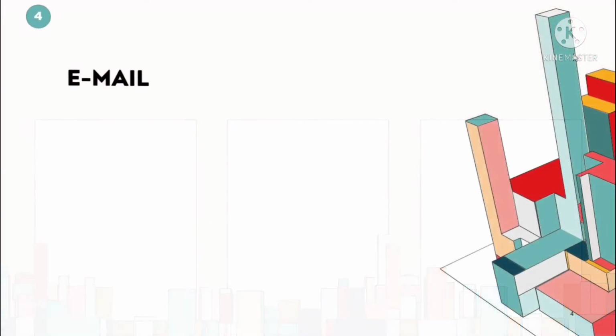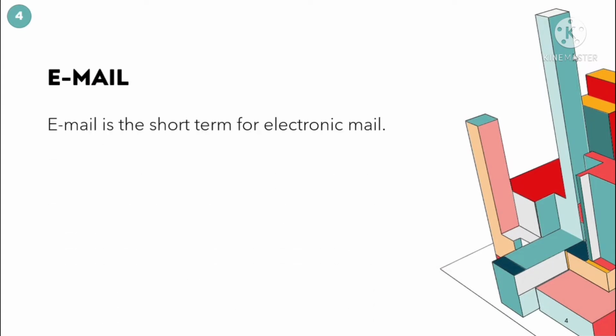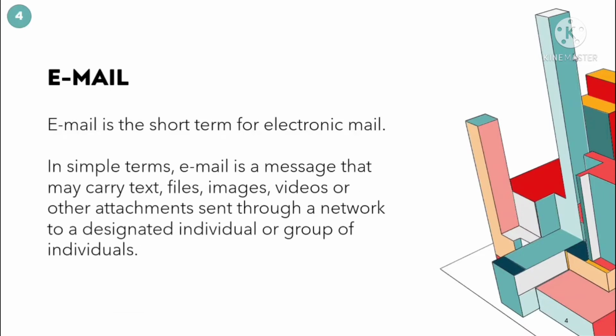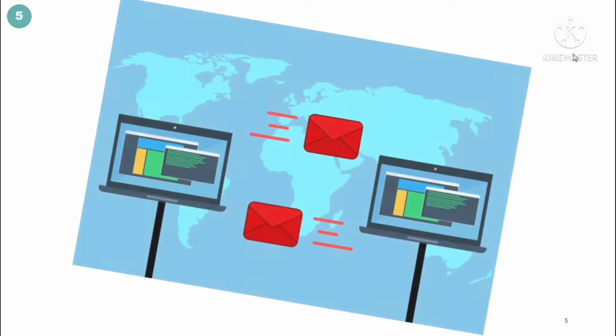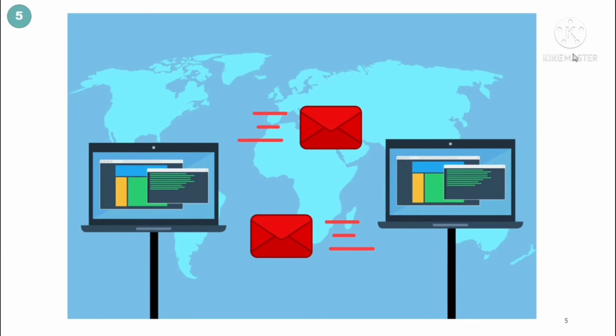Now, what is an email? Email is the short term for electronic mail. In simple terms, email is a message that may carry text, files, images, videos, or other attachments sent through a network to a designated individual or a group of individuals. So basically, it allows us to send and receive messages from anyone with an email address anywhere in the world. So this gives us a convenience.